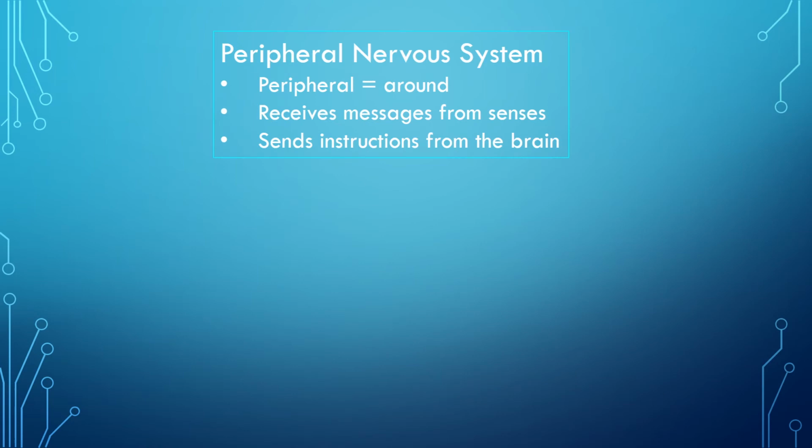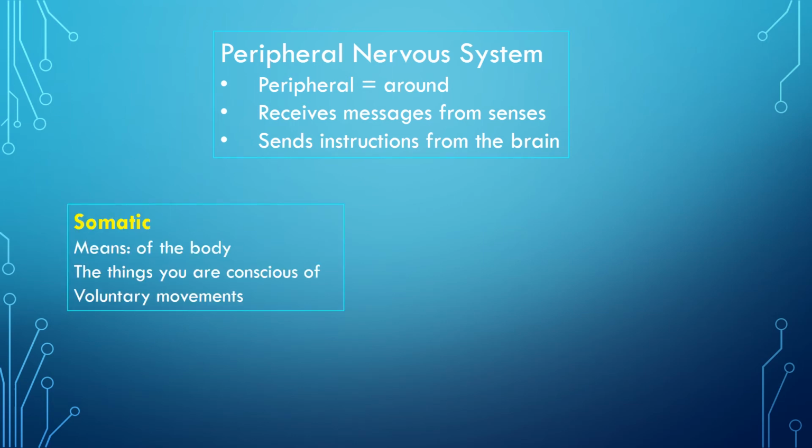Okay, so let's go back to the peripheral nervous system. Peripheral means around, receives messages from the senses, sends instructions from the brain. Okay, there are two parts to it. The somatic system. Somatic means of the body. And these are the things that you are conscious of doing.